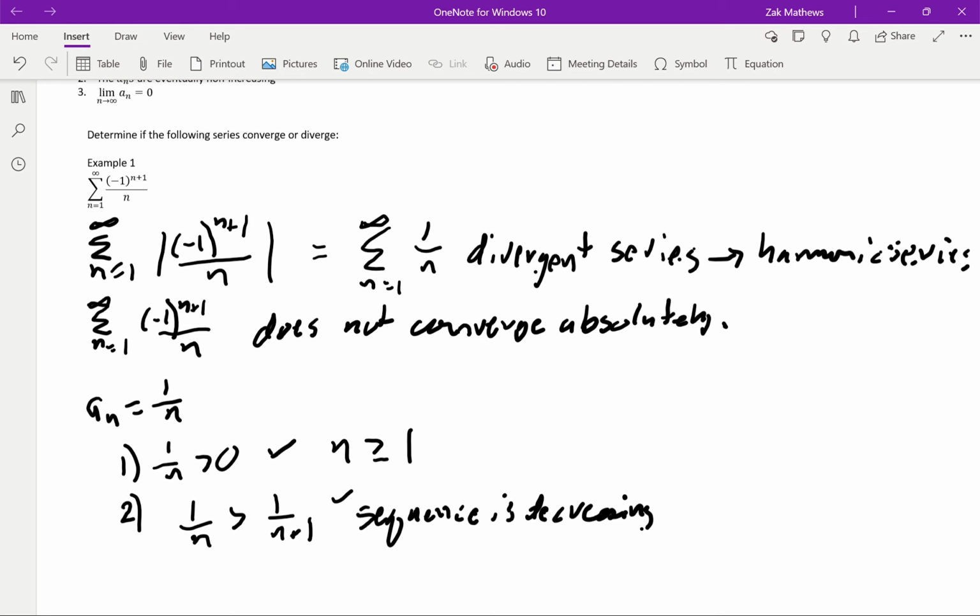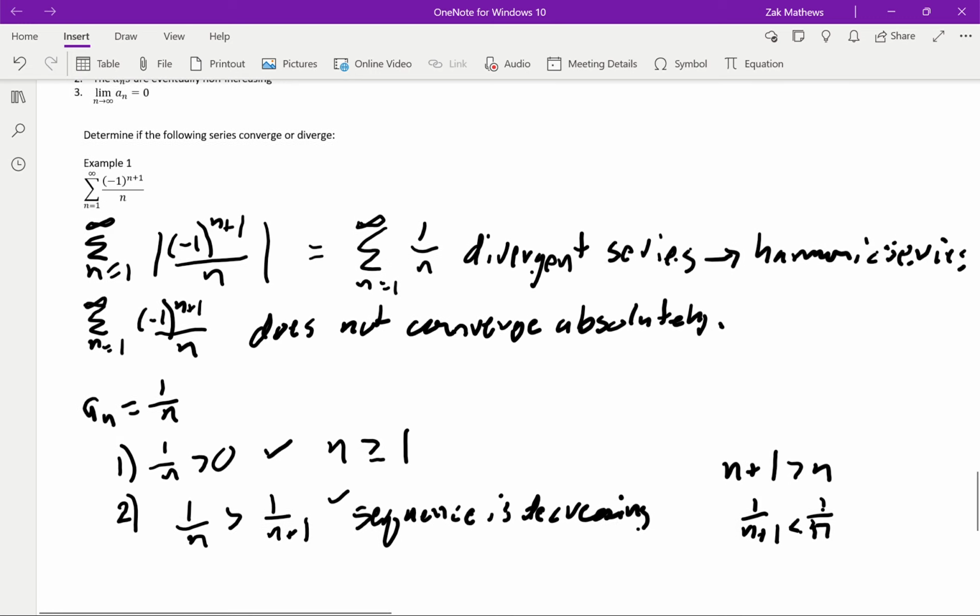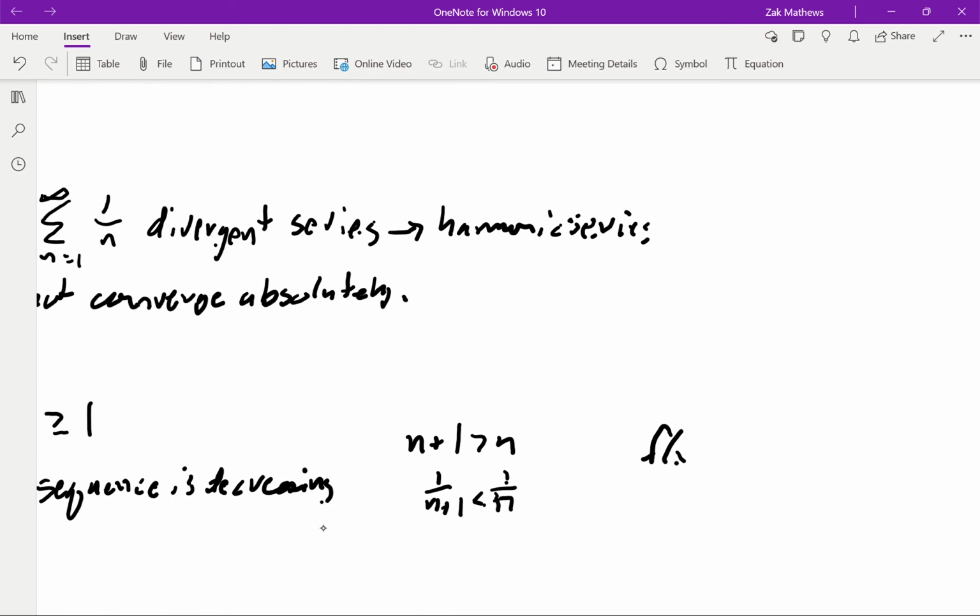Another way to see that, we know that n plus 1 is greater than n, so flipping it, those things have to be getting smaller as they go along. And finally, again, we can check it through a derivative. If we called the function 1 over x, then the derivative would be negative 1 over x squared. Of course, this is strictly decreasing because the 1 over x squared is going to have to be positive, and then it has a negative in front of it.